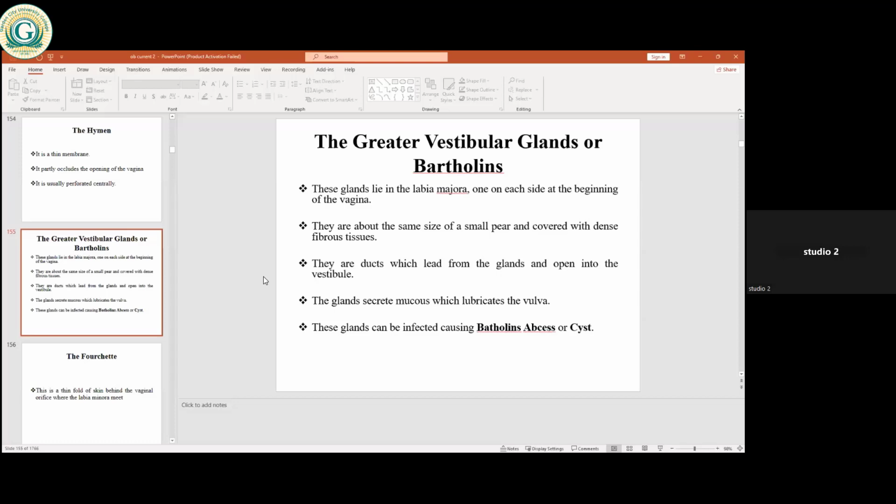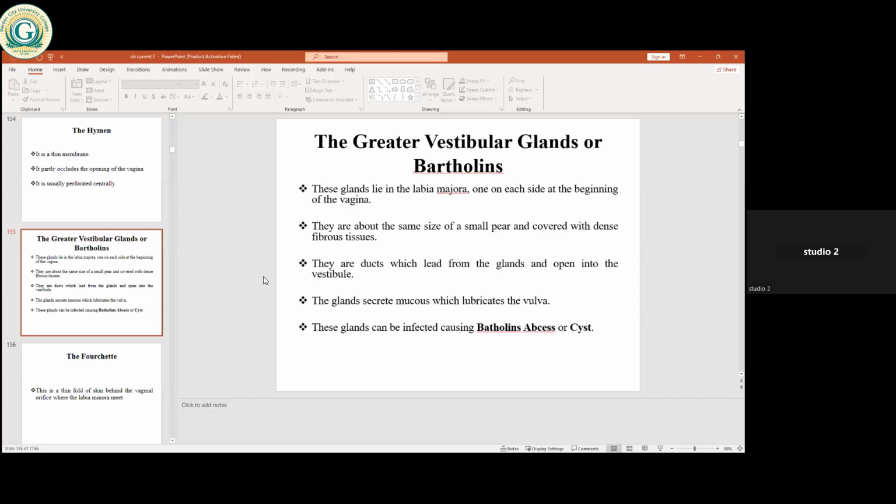Mons veneris, labia majora, labia minora, vestibule, then this almond-shaped structure with the holes there. If those structures are dry, the woman will not even be able to put on her panties. So God has given all women Bartholin's glands, and they produce secretions to make the place wet. These glands, unfortunately, are easily infected, and sometimes you have what we call Bartholin's cysts.